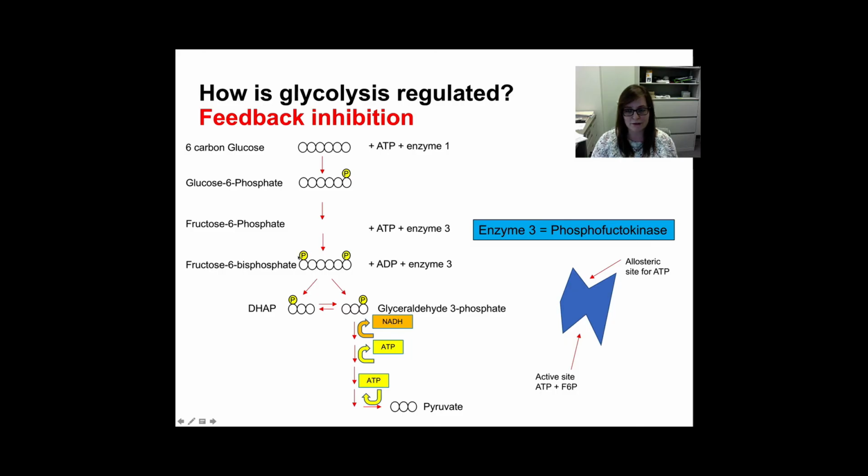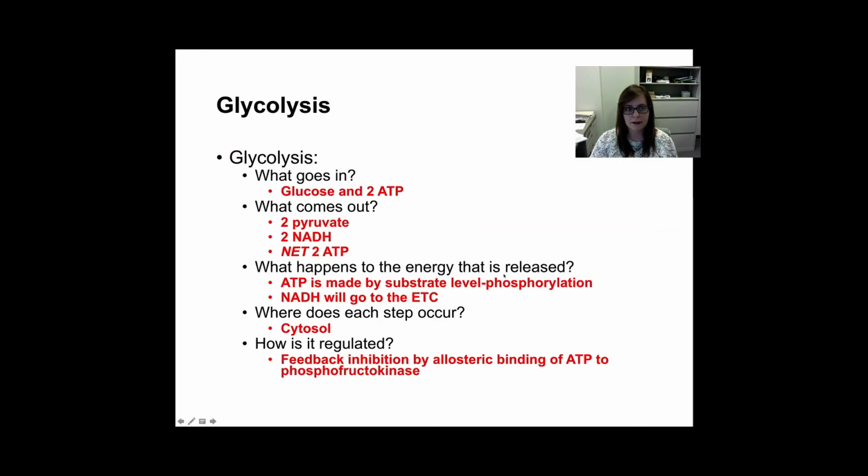So to review, what goes in? Glucose and 2 ATP. What comes out? 2 pyruvate, 2 NADHs, and a net of 2 ATP. ATP is made by substrate level phosphorylation, and the NADH will go on to the electron transport chain. We'll talk about this in a couple days. This reaction occurs in the cytosol, and feedback inhibition by allosteric binding of ATP to phosphofructokinase shuts off the pathway.